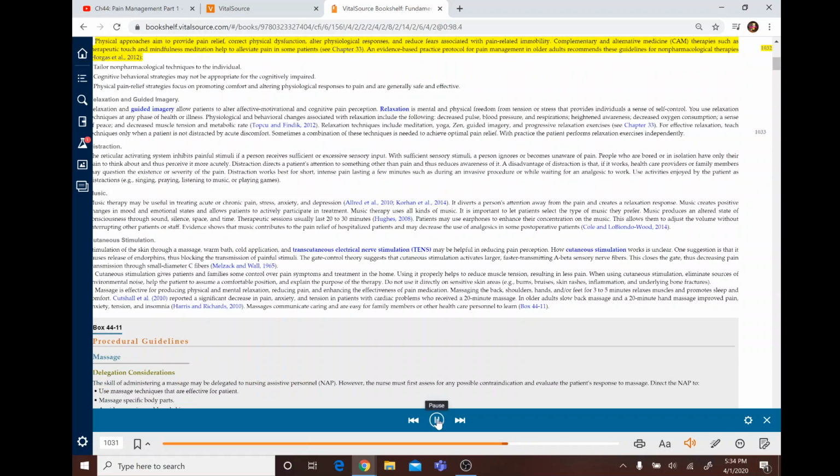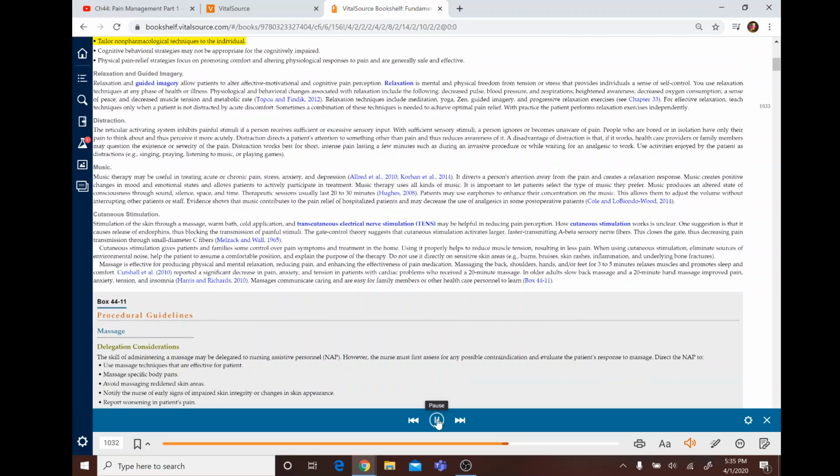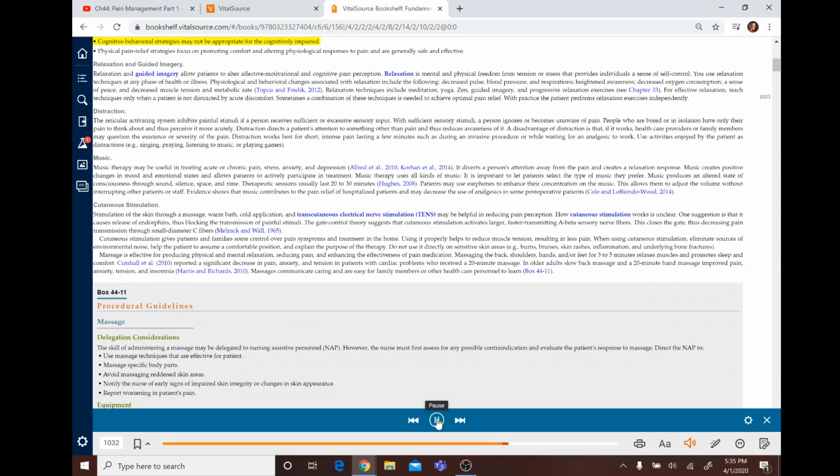Physical approaches aim to provide pain relief, correct physical dysfunction, alter physiological responses, and reduce fears associated with pain-related immobility. Complementary and alternative medicine, CAM, therapies such as therapeutic touch and mindfulness meditation help to alleviate pain in some patients, see Chapter 33. An evidence-based practice protocol for pain management in older adults recommends these guidelines for non-pharmacological therapies (Horgas et al., 2012). Tailor non-pharmacological techniques to the individual.